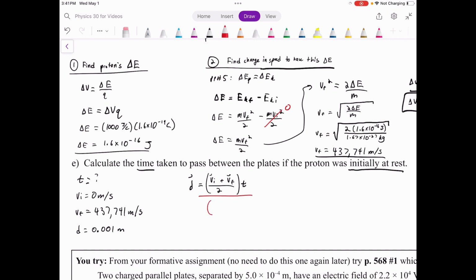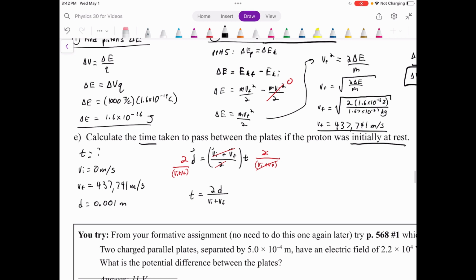We could show it like this, but to make things a little neater and prettier, I might say dividing by this fraction is the same as multiplying by its reciprocal, right? We're dividing by 2, so if I multiply by 2, that will cancel out, and divide by VI plus VF, that will cancel out. And then if I do that to the other side, 2 over VI plus VF, right? If I multiply those two out, I get that the time will be 2 times the distance over the initial velocity plus the final velocity. And here we go. We can just plug in and solve for the time.